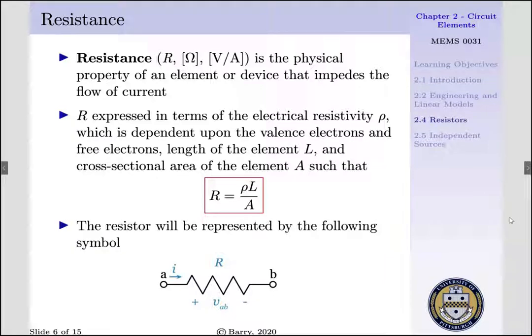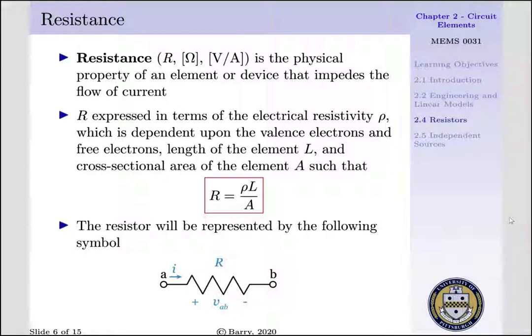Now, resistors are treated as a linear circuit element. Resistors are quantified by the resistance, which has a variable R in units of ohms, which is a volt per amp. And resistance is a physical property of an element or device that impedes the flow of current, i.e. electrons, through it. Our resistance is expressed in terms of the electrical resistivity ρ, which is dependent upon the valence and free electrons of the material, the length of the element L, and the cross-sectional area of the element A, such that R is equal to ρL per A.